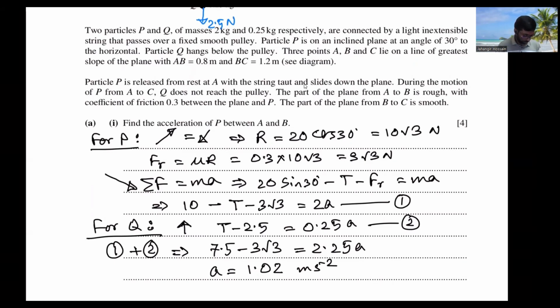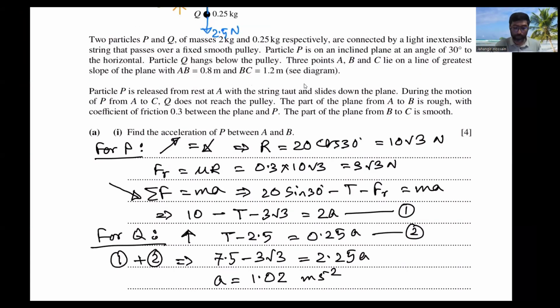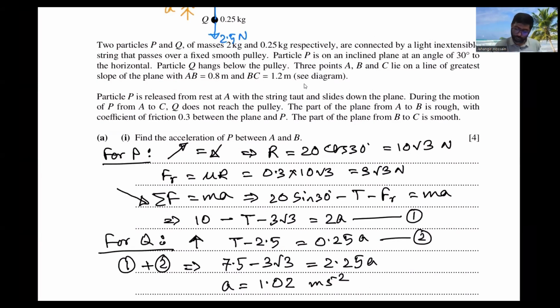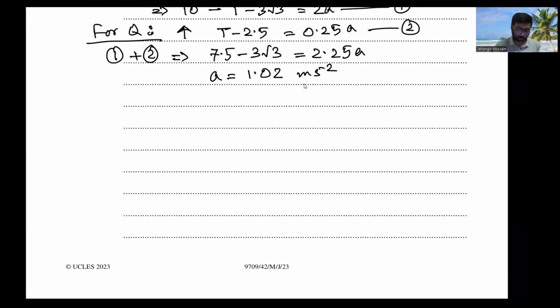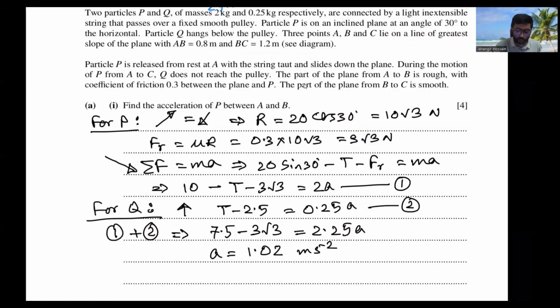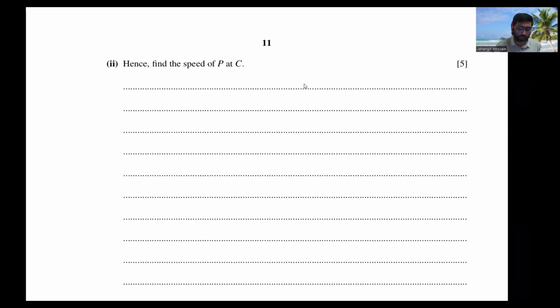That's the acceleration of particle P while traveling between A and B. Let's move on to part two then. Hence, find the speed of P at C. What will be the speed?